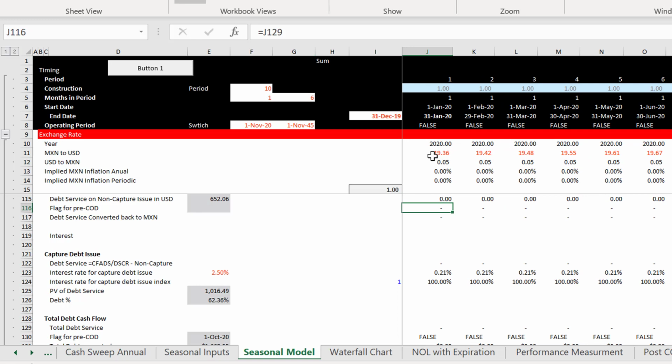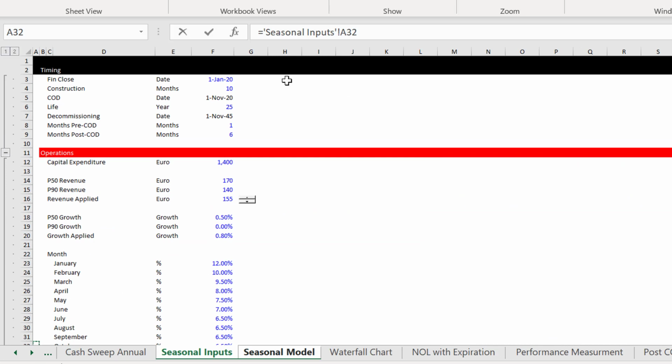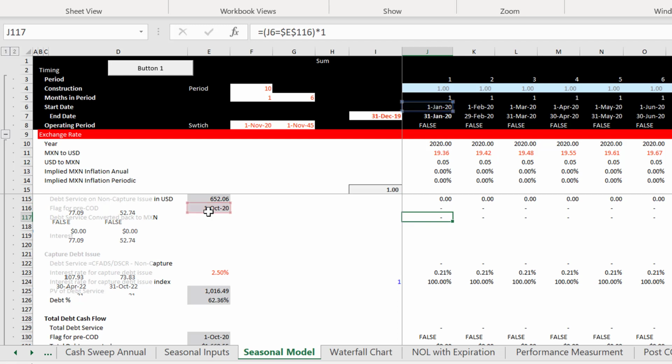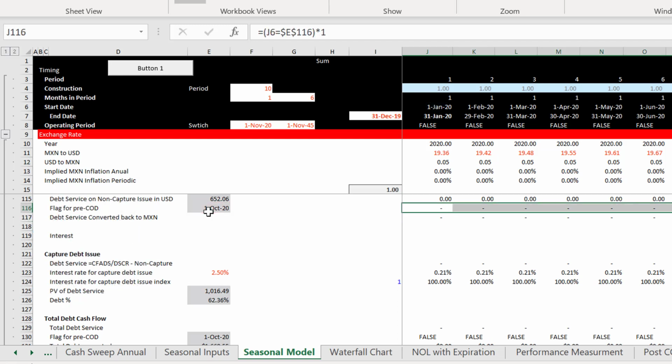The flag for PCOD should be a flag. It should be the COD date, and we should put an EDATE on the COD date, and then we could put a minus on the number of months we have, if we have it monthly or whatever, -1. Okay, and then we put an equal. So again, the Napoleon theory applies.